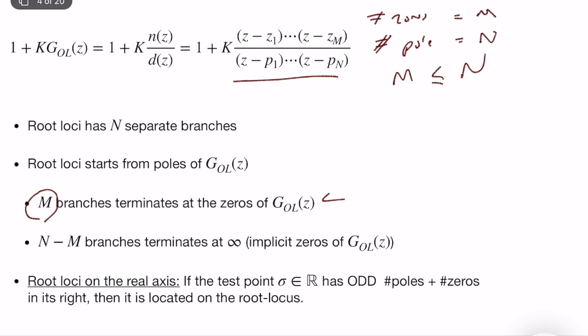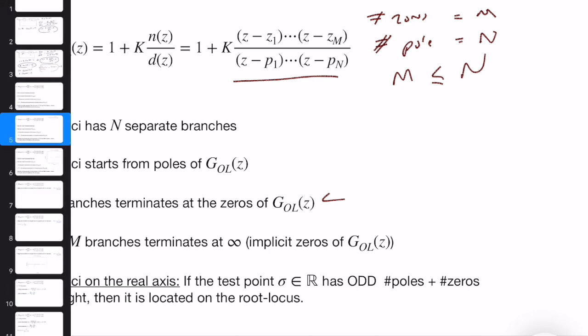Okay, so another really important rule is the location of the root locus on the real axis. So what we do is we select a test point. If the test point, which is real, a point on the real axis, has an odd number of poles and zeros to its right, then we say that it is located on the root locus.